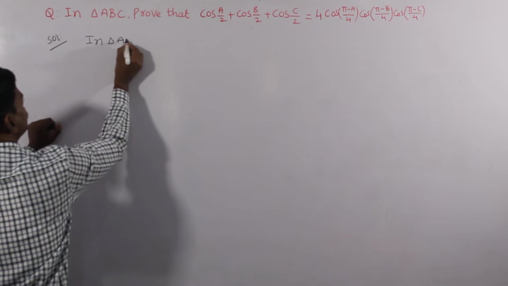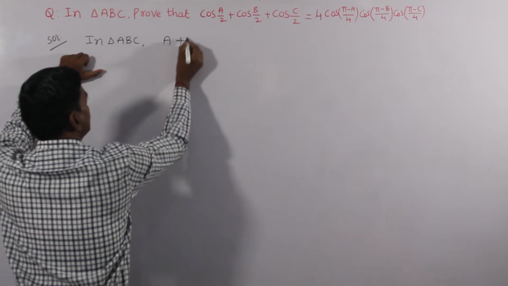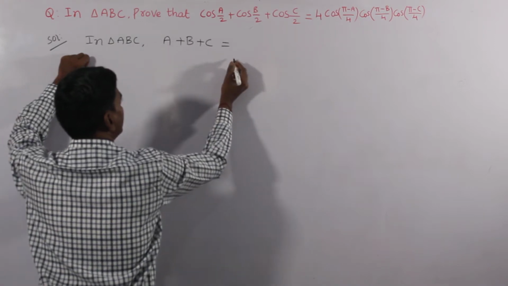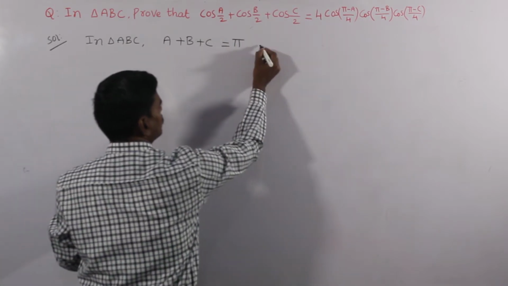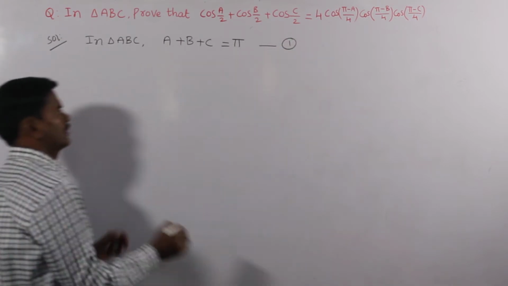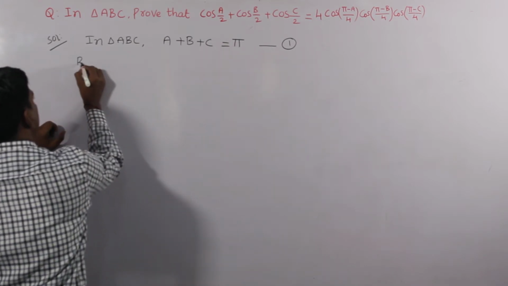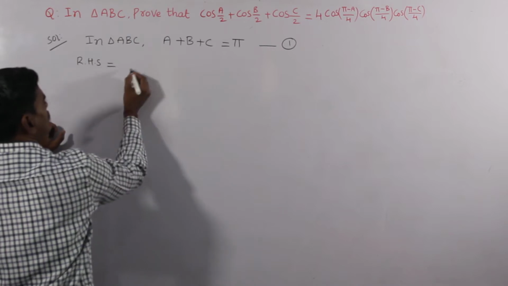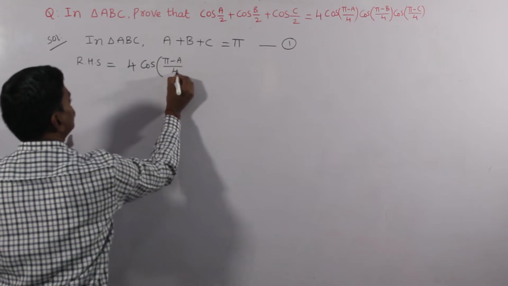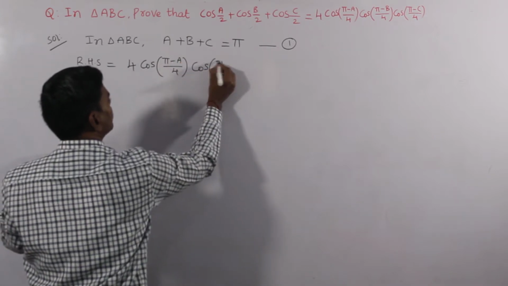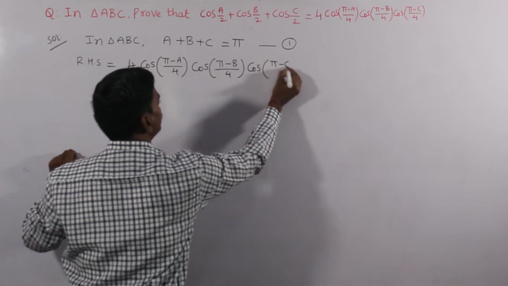In triangle ABC, as you know already, the sum of the three angles A + B + C is equal to 180 degrees. 180 degrees in radians is π. Let it be equation number 1, which is useful in the further process. So let us take the RHS: 4 cos((π − A)/4) cos((π − B)/4) cos((π − C)/4).